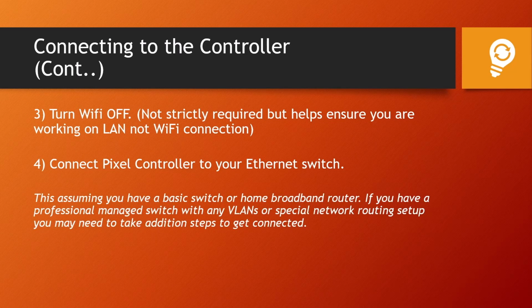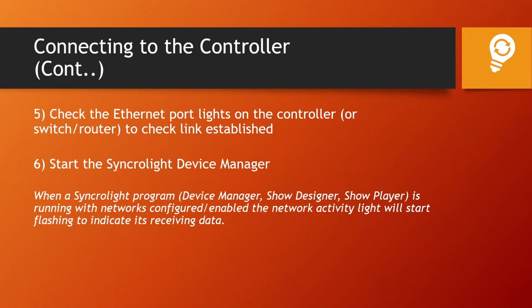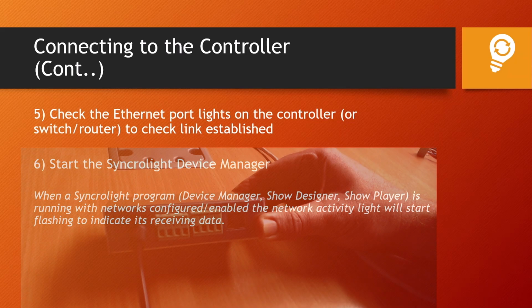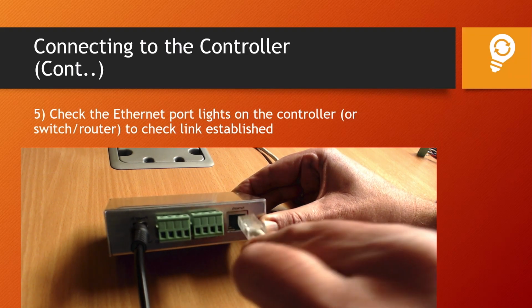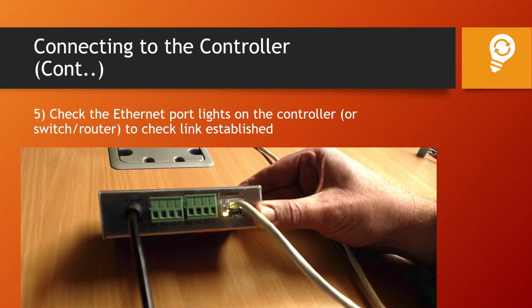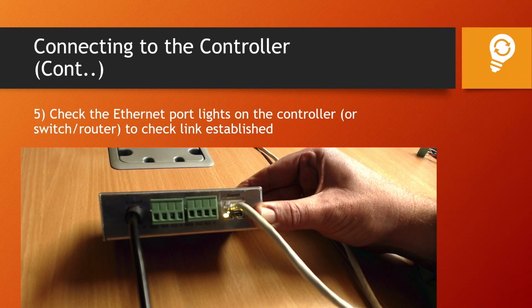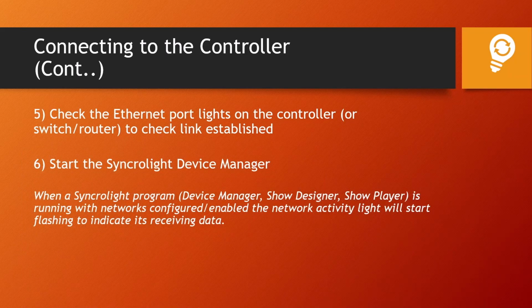These details are assuming you've just got a basic home broadband switch. If you've got anything more professional, or VLANs or anything, then you'll probably need to take some extra steps to get your controller connected. Once you've connected an Ethernet cable to the back of the controller and to your broadband switch or router, just check the link lights next to the jack have lit up to show there's a good connection between them. Once you've done this, you can go ahead and start the Syncrolight Device Manager.